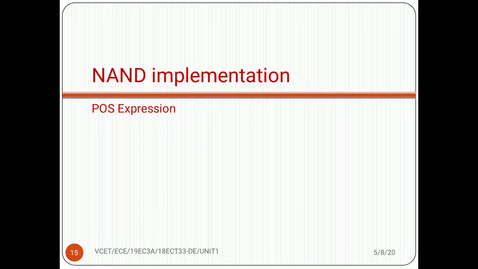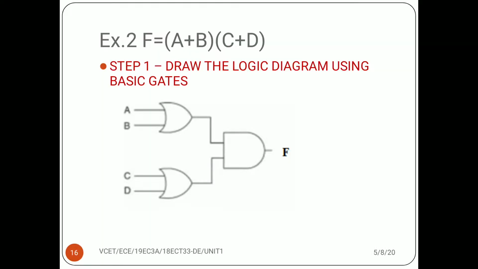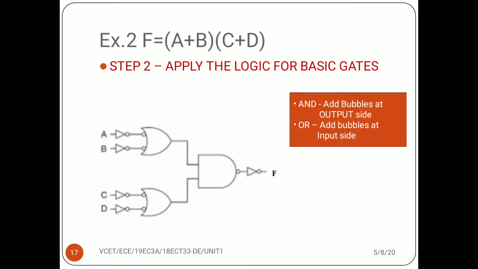So we are going to see another example, for a POS expression. So this is a POS expression. Similarly, draw the logic diagram for the given expression using basic logic gates. As we have already seen, to convert into a NAND gate, we add a bubble at the input side of an OR gate, and a bubble at the output side of an AND gate. After adding these bubbles, we add an inverter wherever we received a bubble.